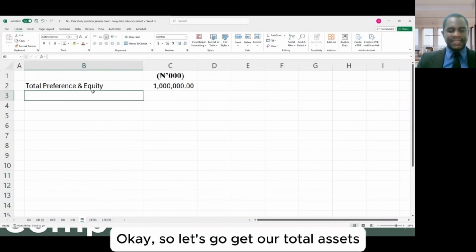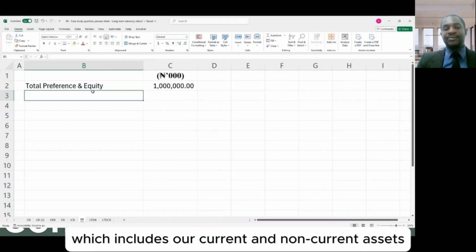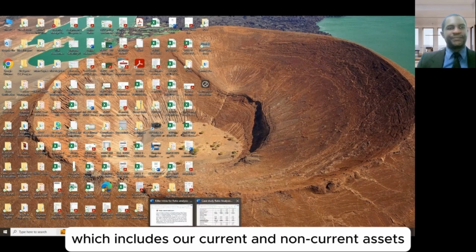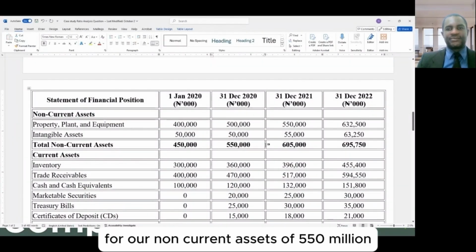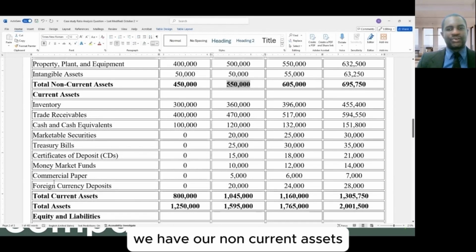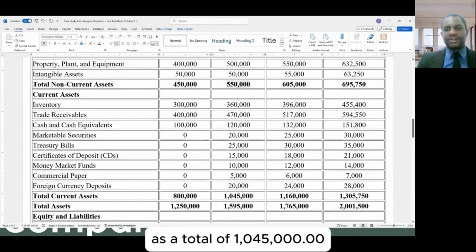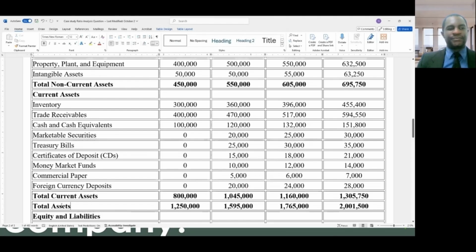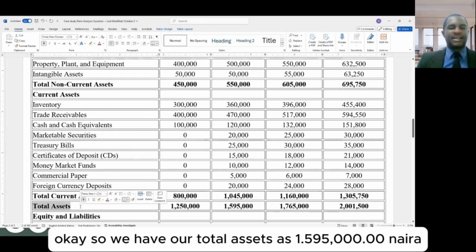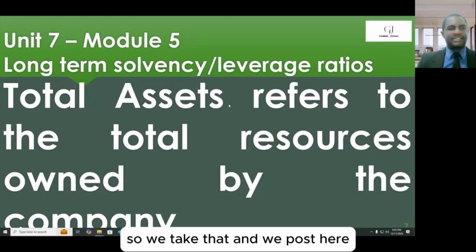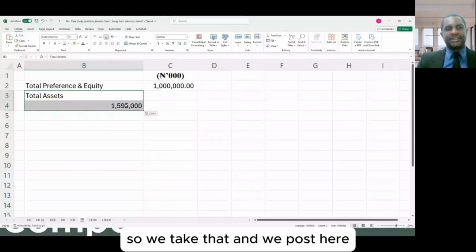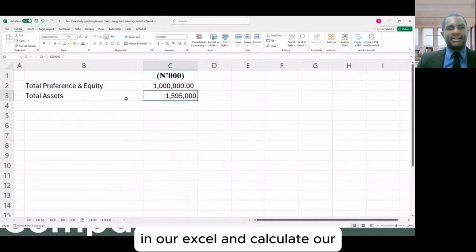Okay, so let's go get our total assets, which includes our current and non-current assets. We have our current assets of 550 million, and we have our non-current assets as a total of 1,045 million naira. So we have our total assets as 1,595 million naira. So we take that and we'll post here in our Excel to calculate our equity ratio.